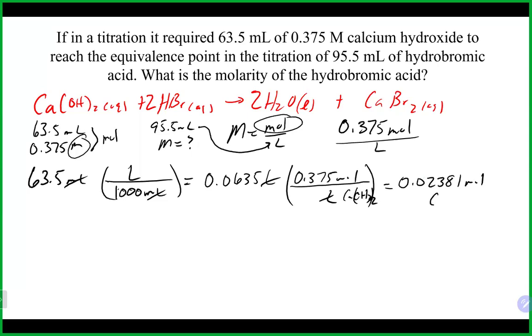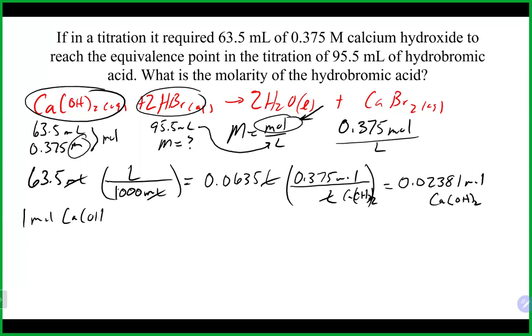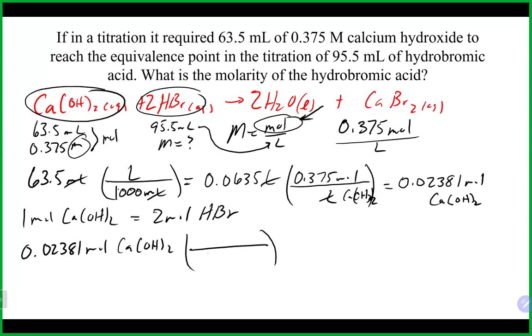moles of calcium hydroxide. A reminder, we do need to get some moles of our hydrobromic acid, which is where our mole to mole relationship is going to come into play. And from the equation, we can see that 1 mole of calcium hydroxide gives us 2 moles of HBr. So we're going to use that as a conversion factor. We'll go 0.0238. We want to get rid of the calcium hydroxide, so we're going to put it on the bottom.